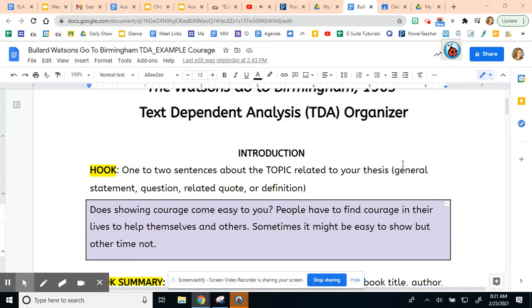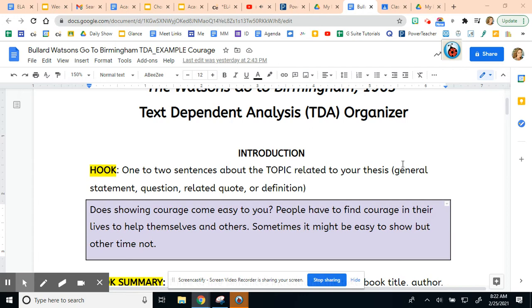And the third way to hook the reader is you could just write a definition. You could go literally to dictionary.com, and if you wanted to, you could define your topic, family. I don't know about growing up, if you could find a definition on that phrase, or making good choices. I recommend for this particular essay either asking a question or finding a related quote. And you can go and Google search inspirational quotes, family, inspirational quotes, growing up, inspirational quotes, choices. If you don't know a quote, you can find one. That's why we have the Google machine.